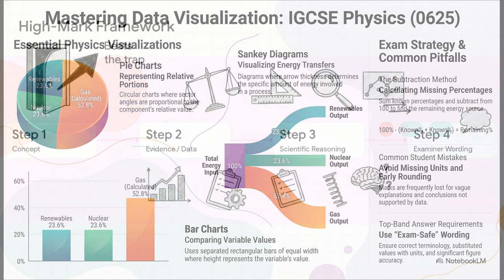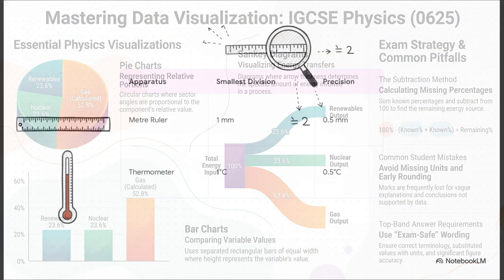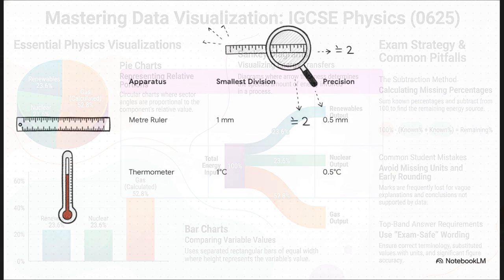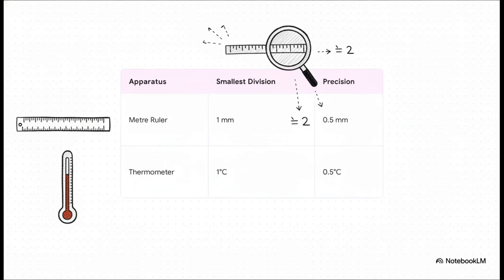Let's get to work. Section 1, precision of measuring devices. Let's figure out what our tools can actually do. Okay, the source material gives us a strict, unbreakable rule here. Whenever you list your apparatus, you've got to find the smallest division on its scale. And here is the secret. Your precision is usually half of that smallest division.